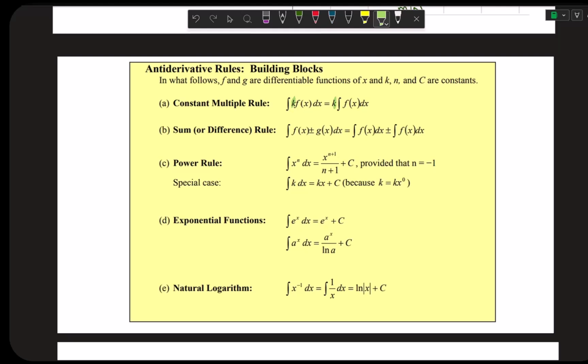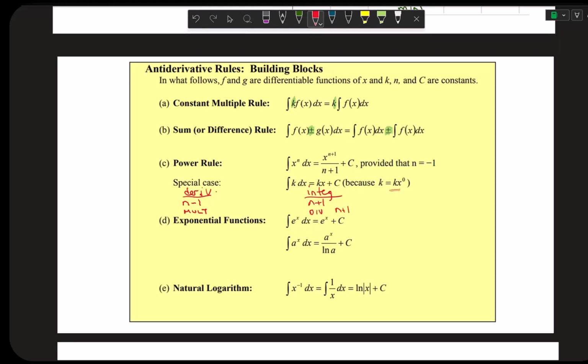If I have a function plus or minus another function, if I take the derivative, I can take the derivative of each individually. I can do the same thing with integration. The integral power rule is the opposite of the derivative power rule. With the derivative power rule, I would subtract 1 from n and multiply by n. For integration, we add 1 and divide by n plus 1.